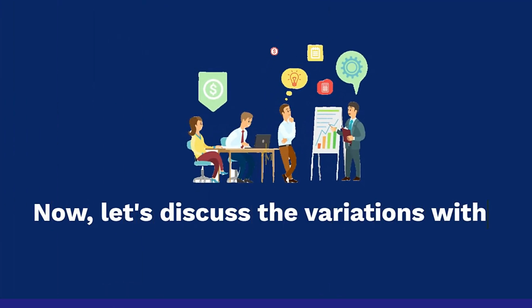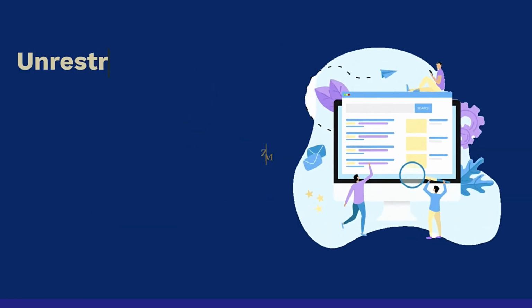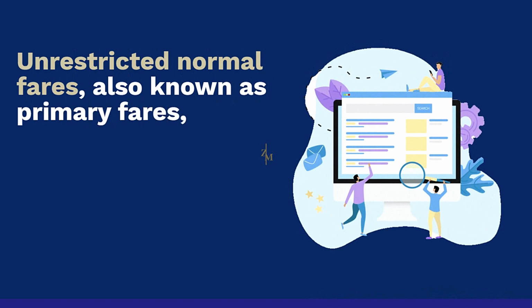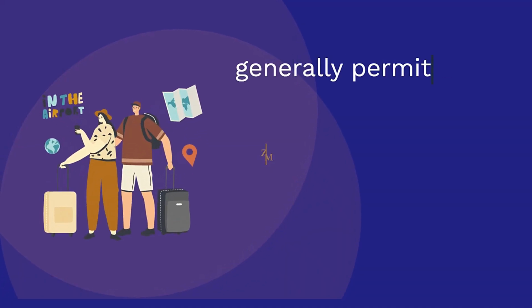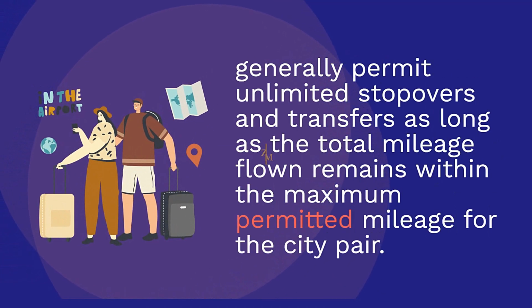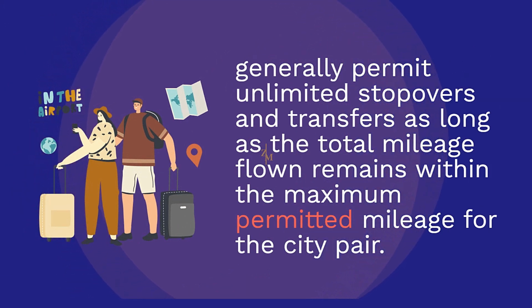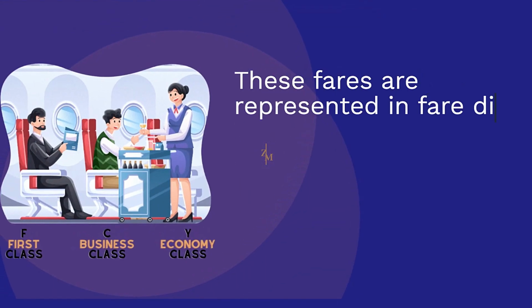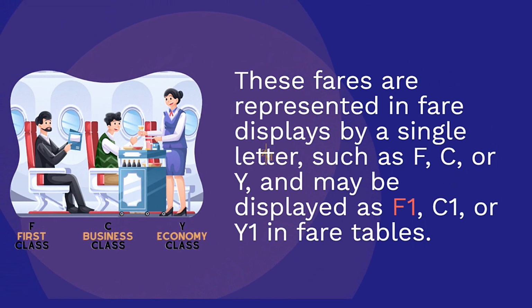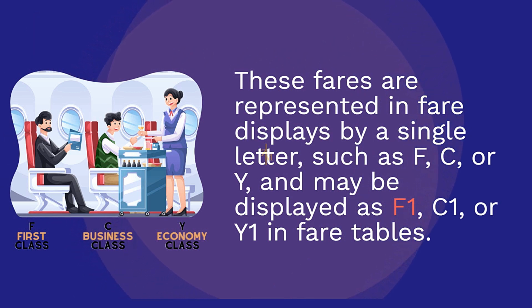Now, let's discuss the variations within normal fares. Unrestricted normal fares, also known as primary fares, generally permit unlimited stopovers and transfers as long as the total mileage flown remains within the maximum permitted mileage for the city pair. These fares are represented in fare displays by a single letter, such as F, C, or Y, and may be displayed as F1, C1, or Y1 in fare tables.